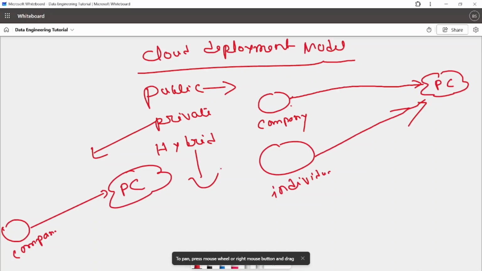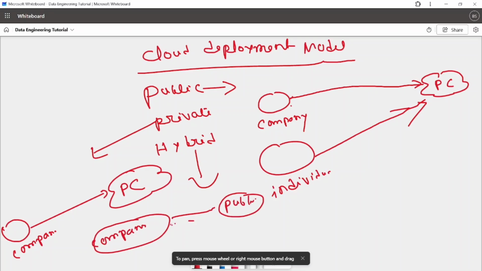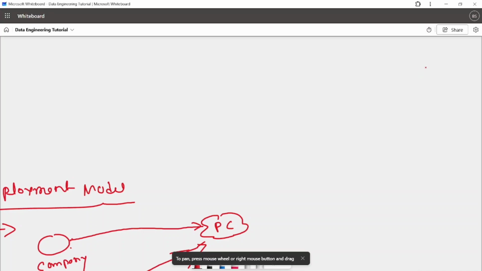that means the company will take a few services from the public cloud and a few services from the private cloud. So for example, for a company, a few services will be from public and a few services from private. So it is the combination of both public and private.